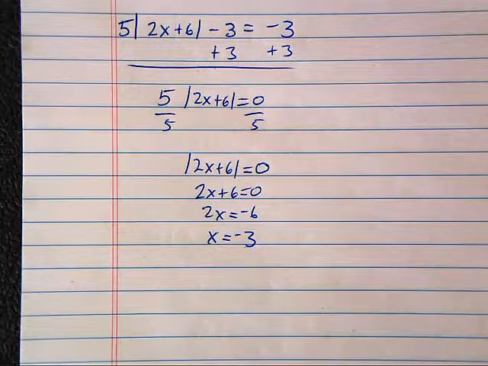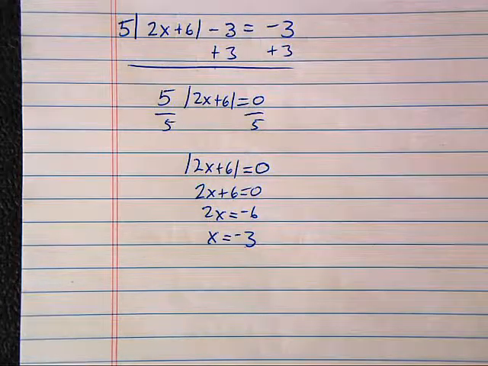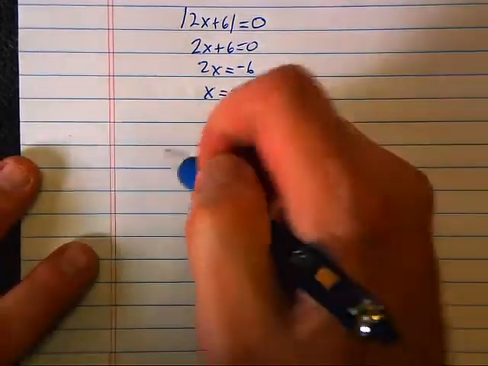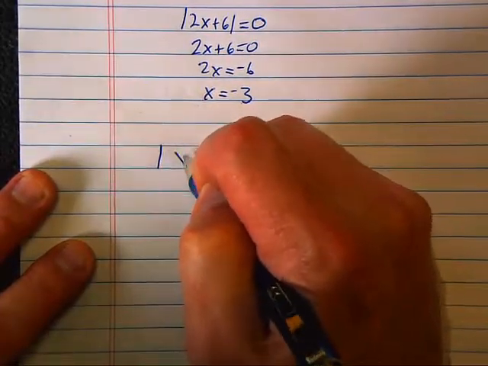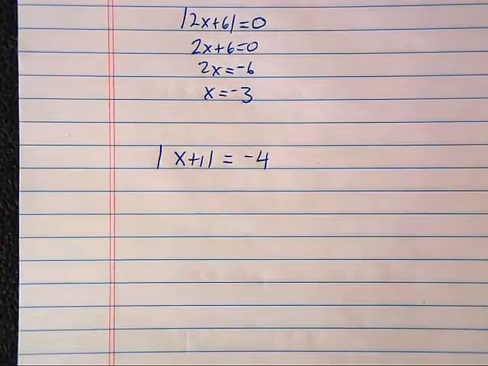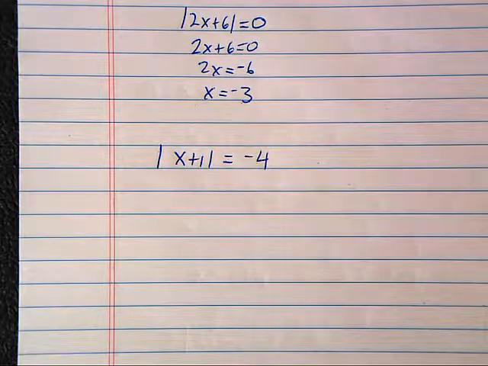And then I think I told you that sometimes these equations have no answer. How's that going to happen? Absolute value of x plus 1 equals negative 4. That one has no answer. How come?